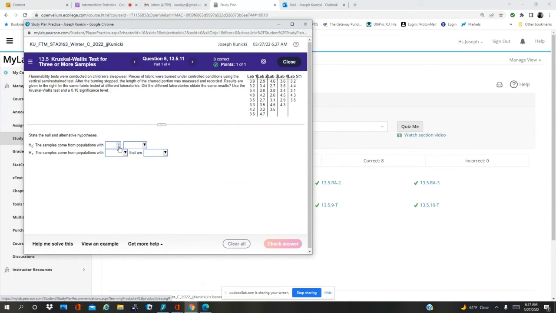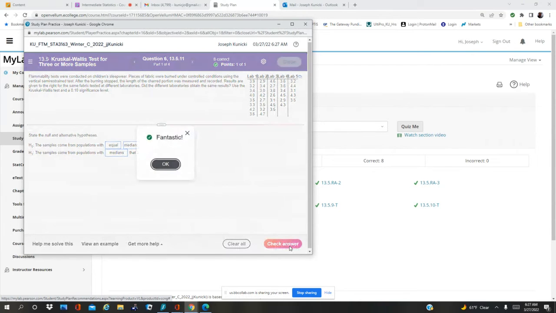Well, the null is always that they're the same, equal medians. So the alternative is that the medians are not all equal. Okay.